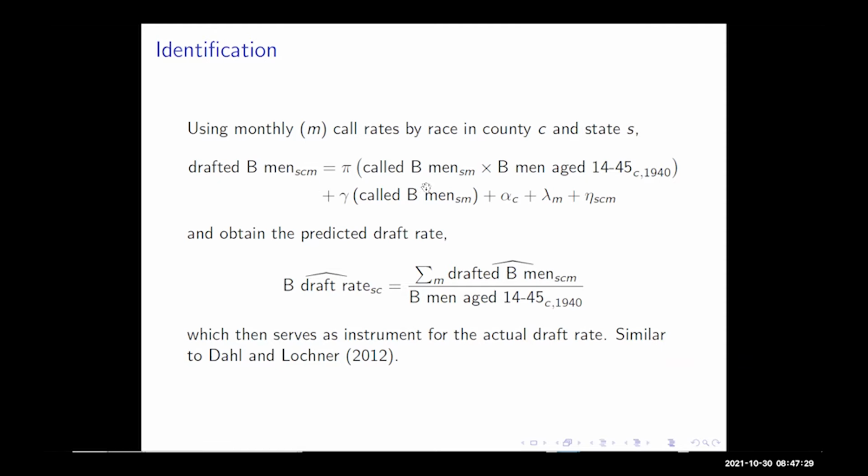M on the interaction between the number of black men who were called, so the draft quota that was imposed, times the number of black men of service eligible age in 1940. And then we use this prediction to generate a predicted draft rate that is going to serve as the instrument for the actual draft rate. And this is very similar to the exercise in Darlin-Lochner in their 2012 AER paper, where they used changes in the EITC schedule to predict household income.